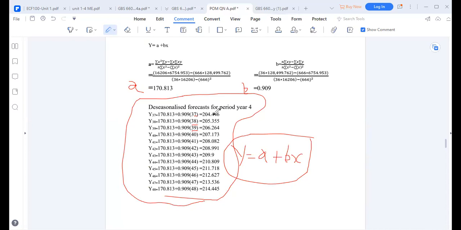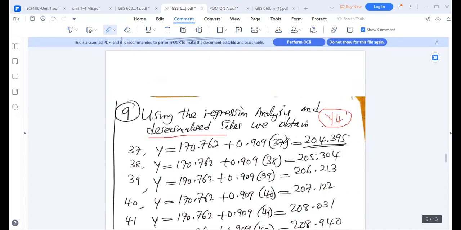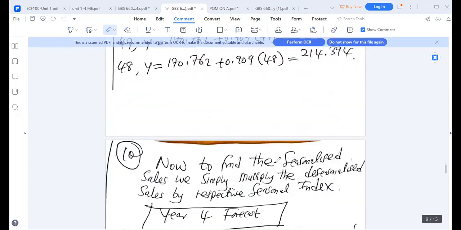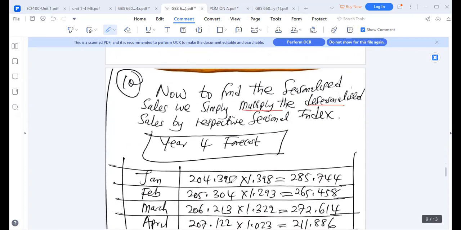These figures are called deseasonalized values, but what we are looking for are figures that are seasonalized. After getting these deseasonalized values, we need to seasonalize them. To find the seasonalized values, we multiply the deseasonalized values by the respective seasonal index, meaning the 204 we got multiplied by 1.39.